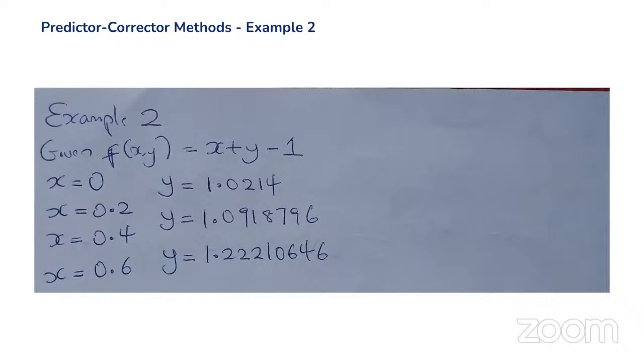Excuse me, please, before you go further. Yes, sir. Now you have given that function f of x comma y is given as that. Now sir, you said y naught is not given. No, the initial value of y is not given. And that's y naught is not given. Yes, sir.